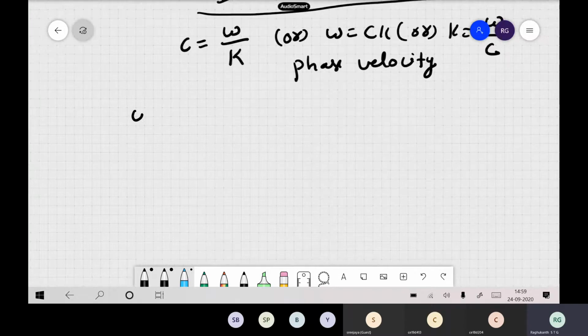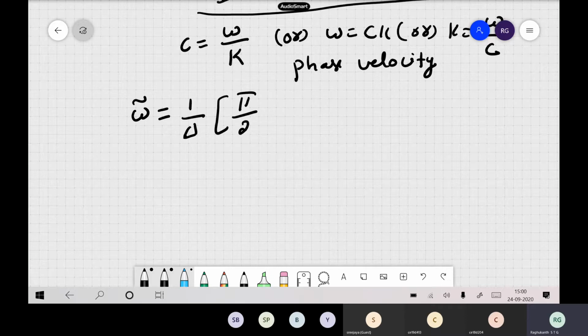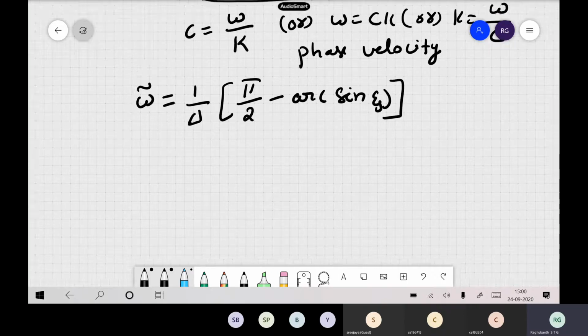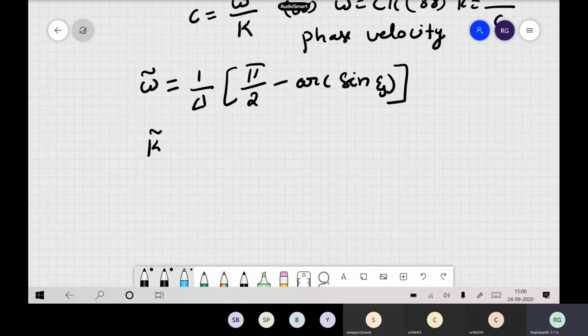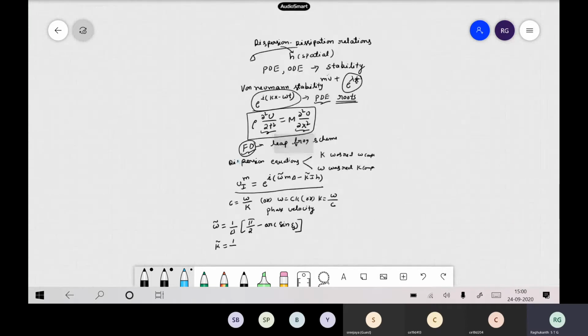So we got two equations. Omega hat is equal to 1 by delta, and both of them can be written like this: pi by 2 minus arc sine psi. Similarly, we derived this for k hat also. Both of them look the same. The only thing is, instead of delta, you now have to replace it with h itself.